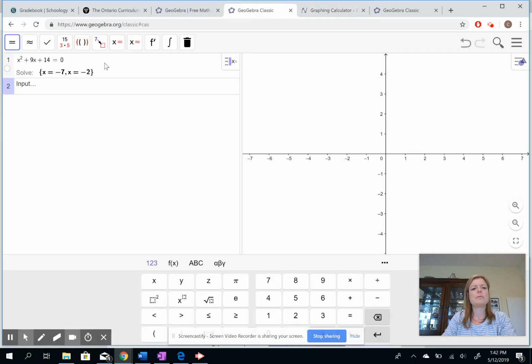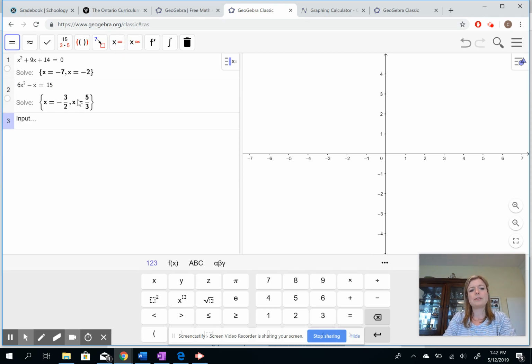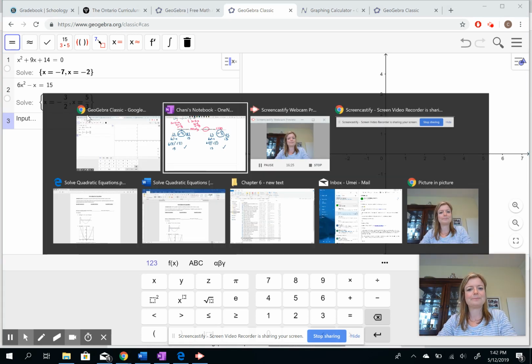We can also go to CAS and put in our original equation, 6x squared minus x equals 15. Solve for x, and you get -3/2 and 5/3. So those are three different ways of verifying that your solution is correct.